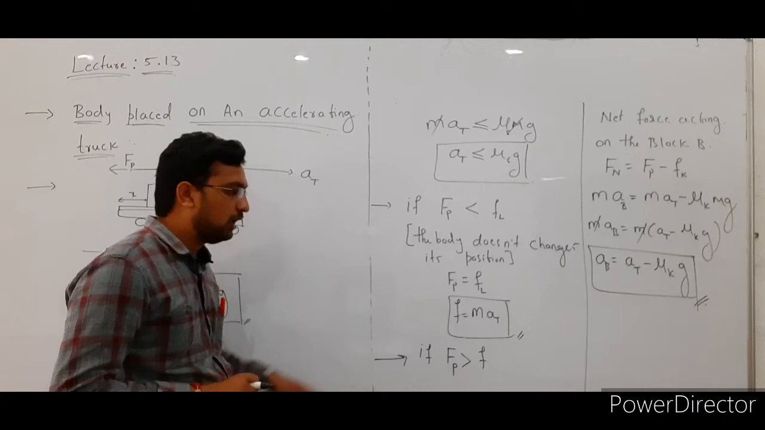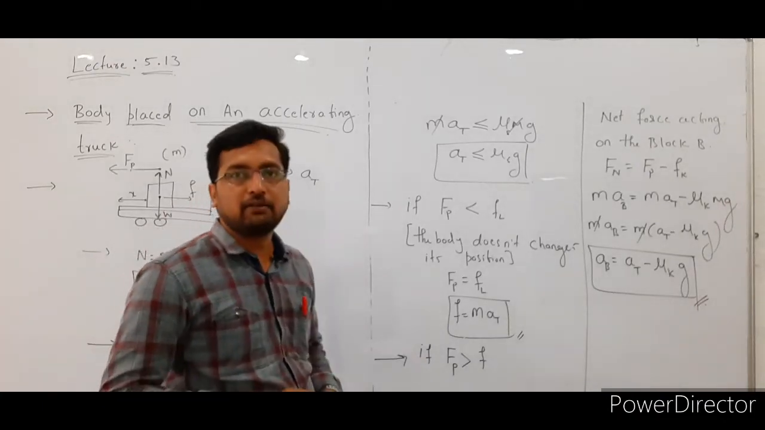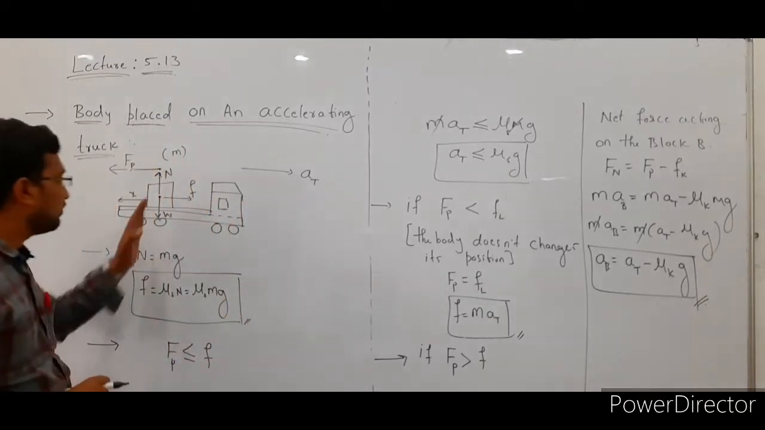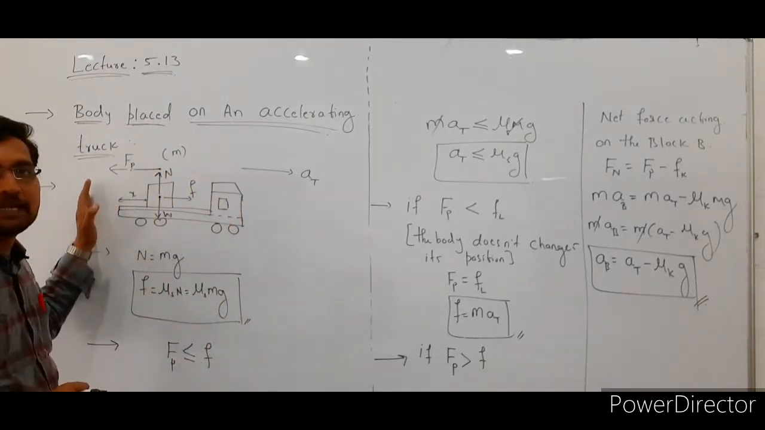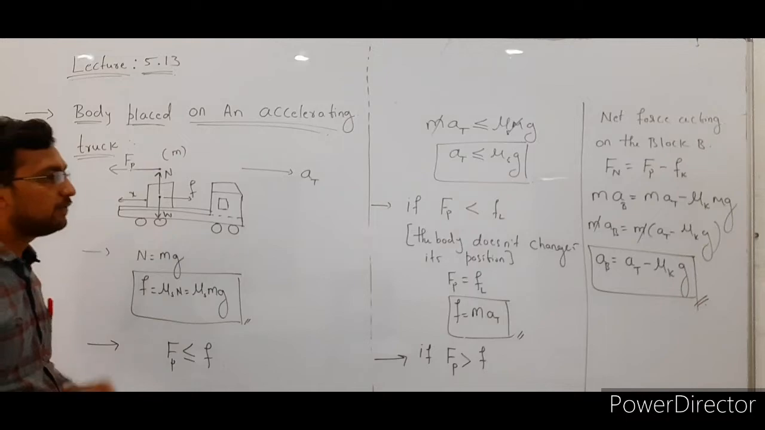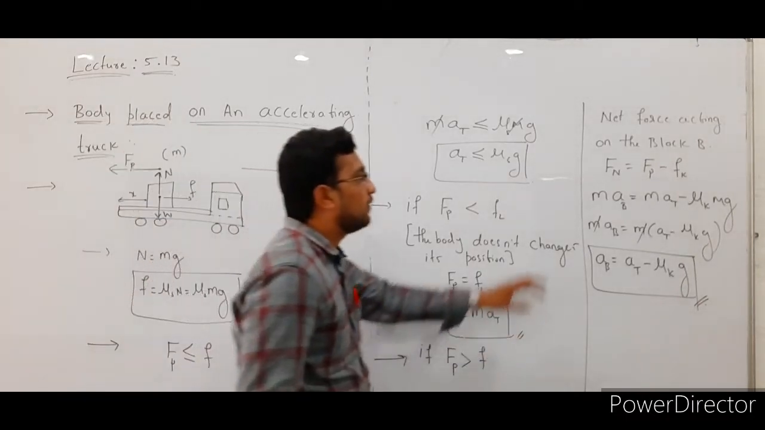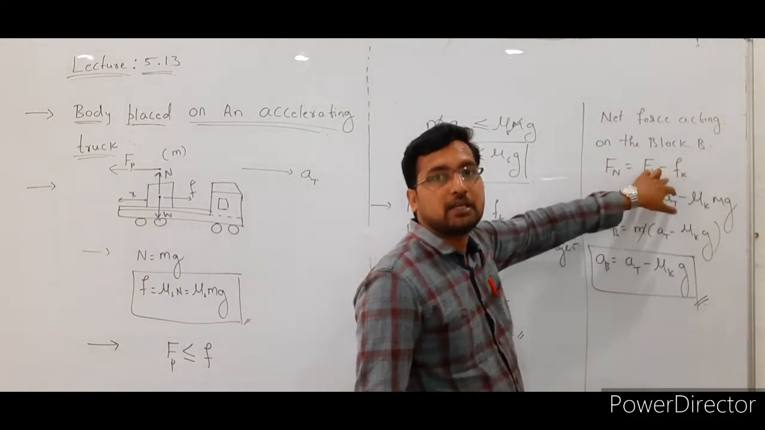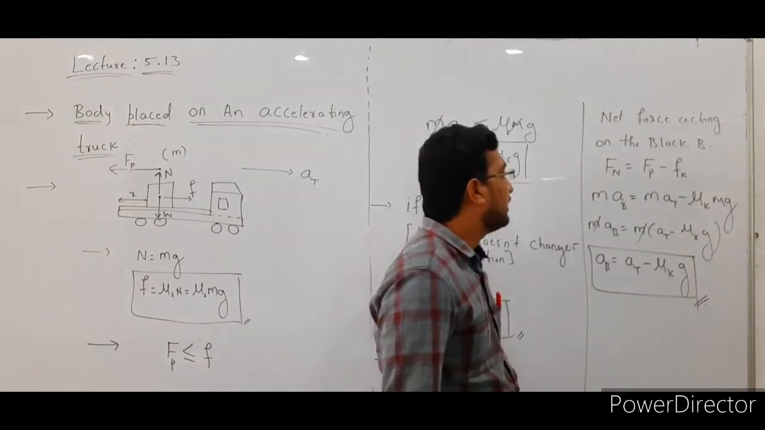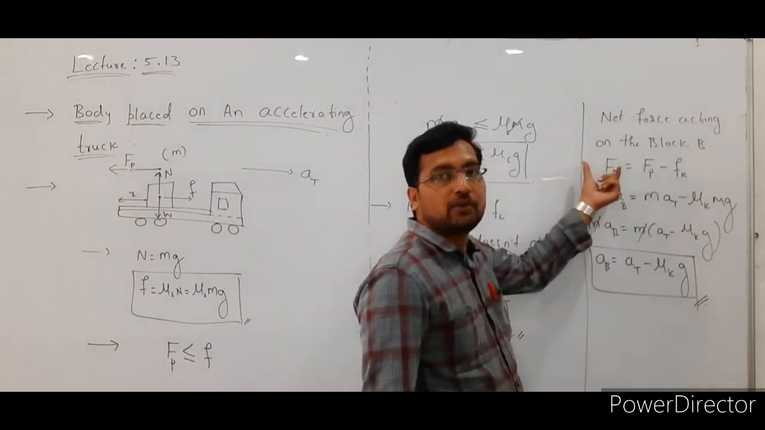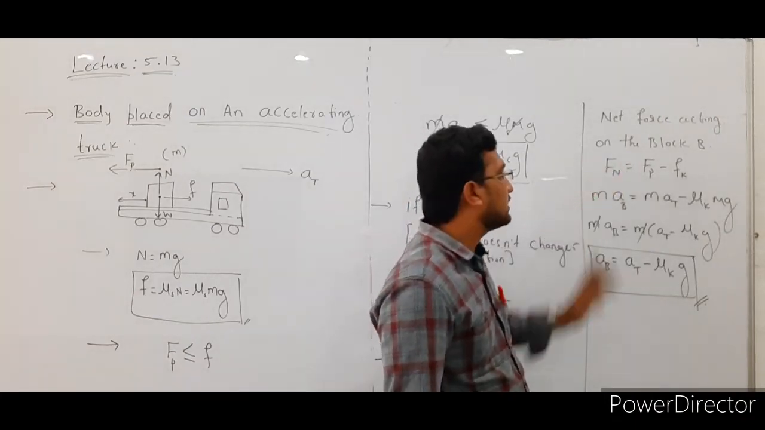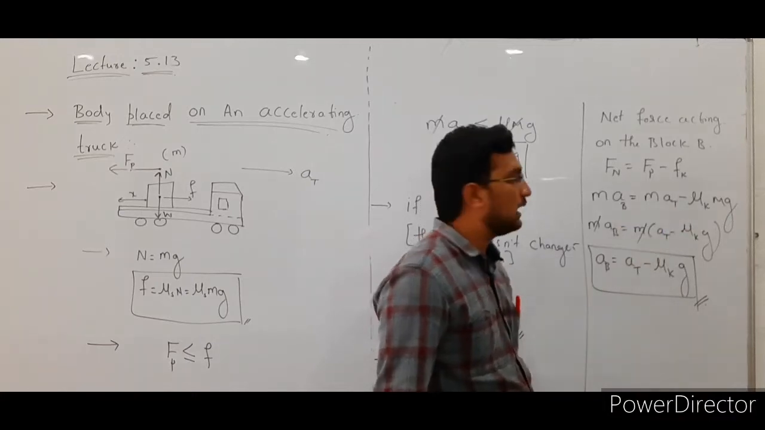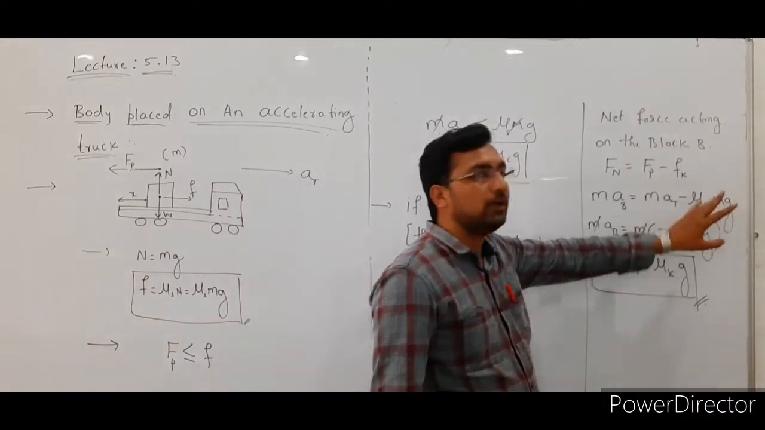And the next condition, if the pseudo force is greater than friction, in that case this block starts sliding in this direction, right? So here the net force acting on this block is equal to the pseudo force minus the friction force. Here the net force is nothing but mass into acceleration of the block, which is equal to the pseudo force, mass into acceleration of the truck, minus mu suffix k into m into g.